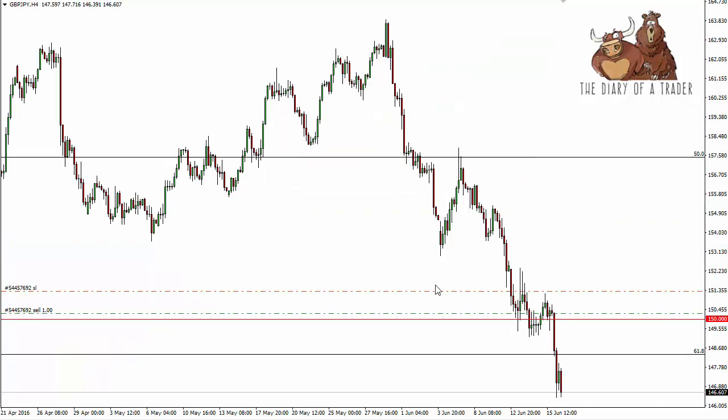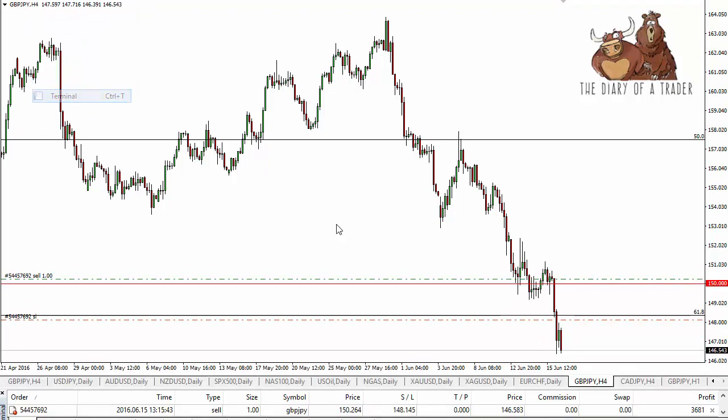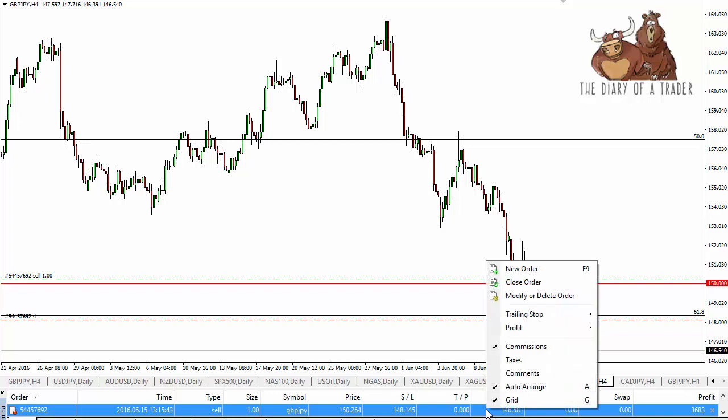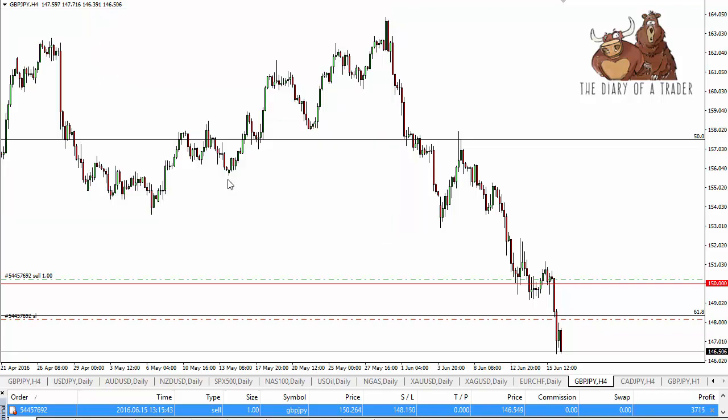So I think what I'm going to do here is take the stop loss and move it down to 148.15 or so, yeah, about 148.15, and go ahead and view the terminal here so that I can get that a little bit more precise. Modify. 148.15, as I said. And then I'm going to let it run.